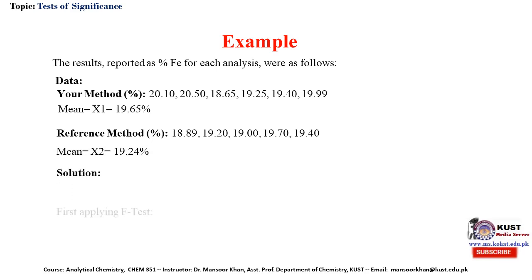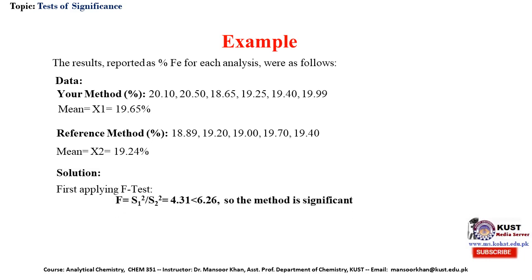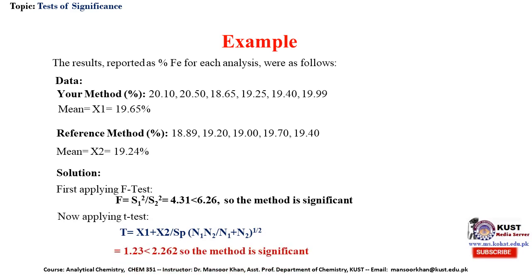So the solution: first applying the F test. The F calculated value obtained is 4.31, which is less than the tabulated F value, which is 6.26. So according to the F test, the method is significant. Now applying the T test, this is the equation. Putting in the values, we obtain 1.23, which is less than the tabulated value 2.262. So the method is significant.